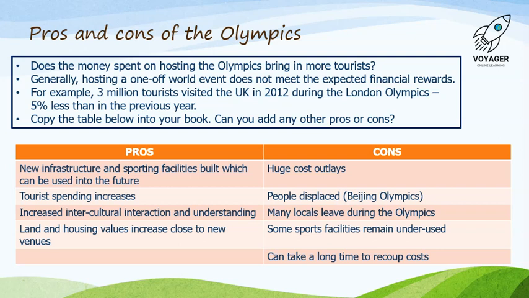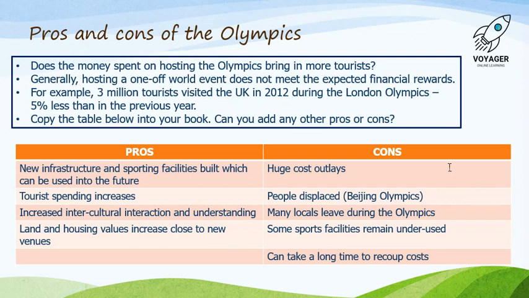So let's look at the pros of the Olympics. Well, countries that host the Olympics have to build new infrastructure and sporting facilities, and these can then be used into the future to hold future sporting and cultural events. Tourist spending increases because of all the tourists that are visiting for the Olympics. There is also increased intercultural interaction and understanding. Many people from different countries coming to one place, so getting to know people from other countries. The land and housing values do increase close to new venues.